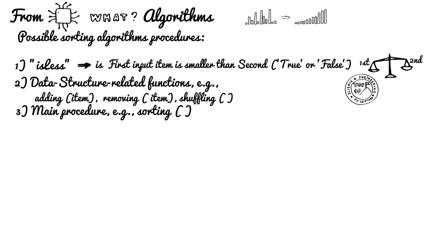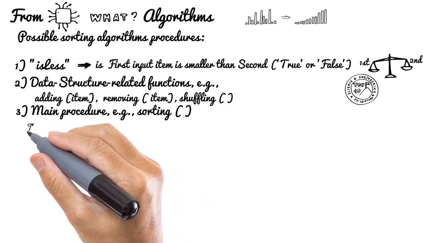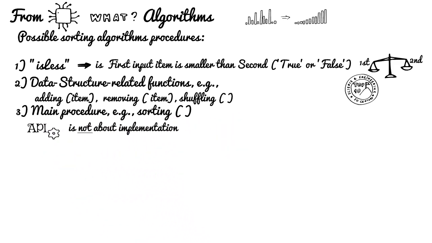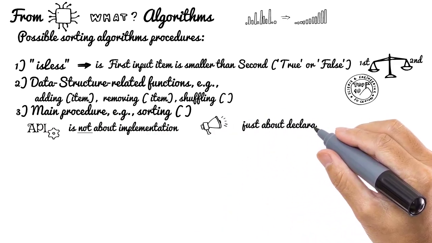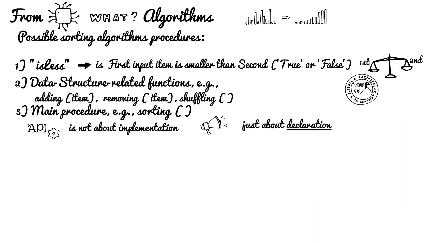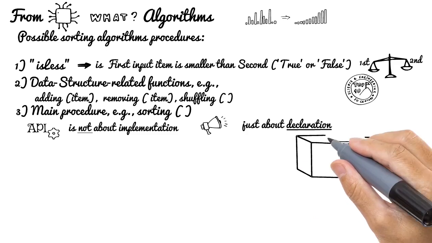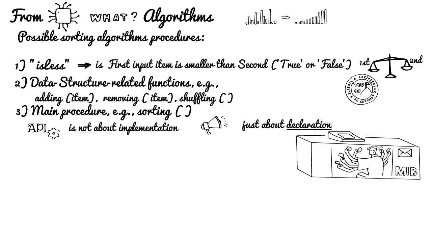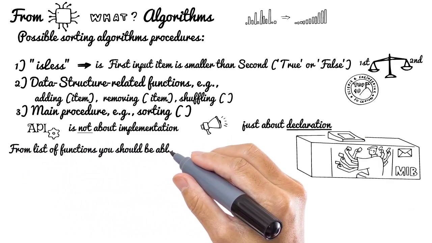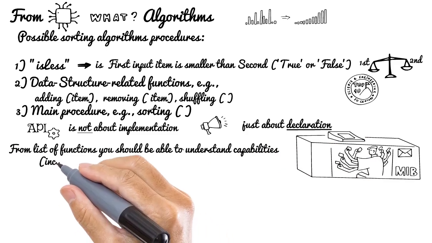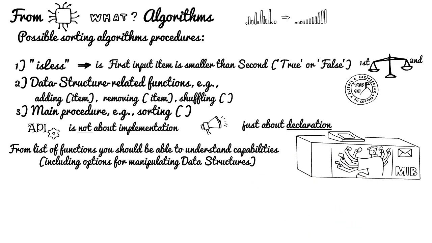Each function would have a list of step-by-step instructions implemented inside. But when we talk about API only, we talk not about implementation, but just about declaration, about an announced list of procedures and their input-output parameters, if any. Such a list allows us to understand what high-level operations can be used when working with a particular data structure and/or algorithm. From such a list of functions, you should be able to understand what capabilities you are given, or you coded yourself if you did, what options you have to manipulate data structures, and how useful it will be for your algorithm.